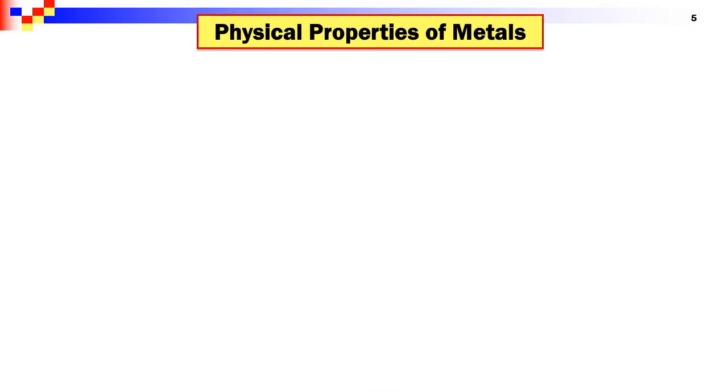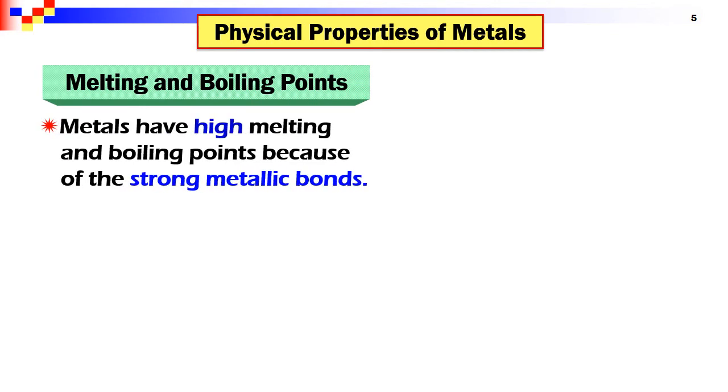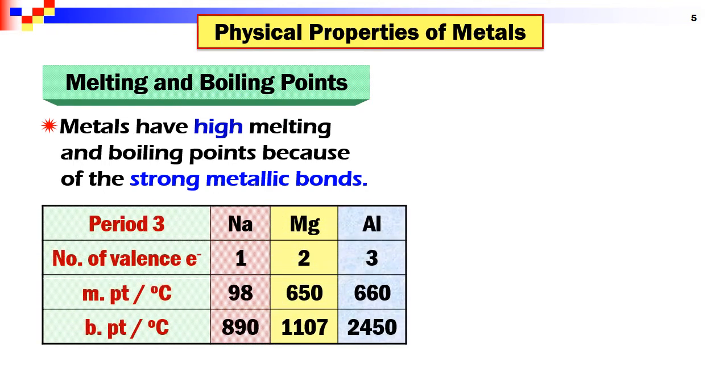The physical properties of metals. First, melting and boiling points. Metals generally have high melting and boiling points due to the strong metallic bonds. I have here a table of period 3 elements consisting of sodium, magnesium, and aluminium. It's also shown here the number of valence electrons per atom as well as their melting and boiling points respectively.